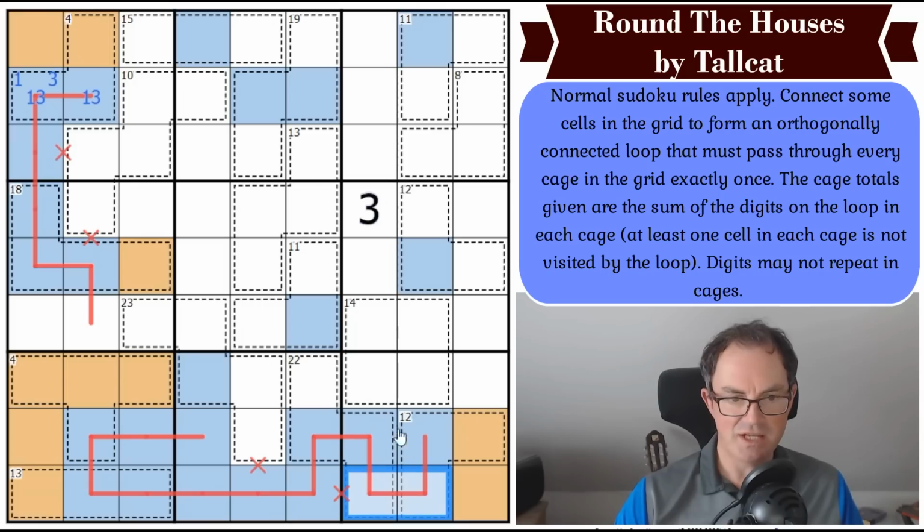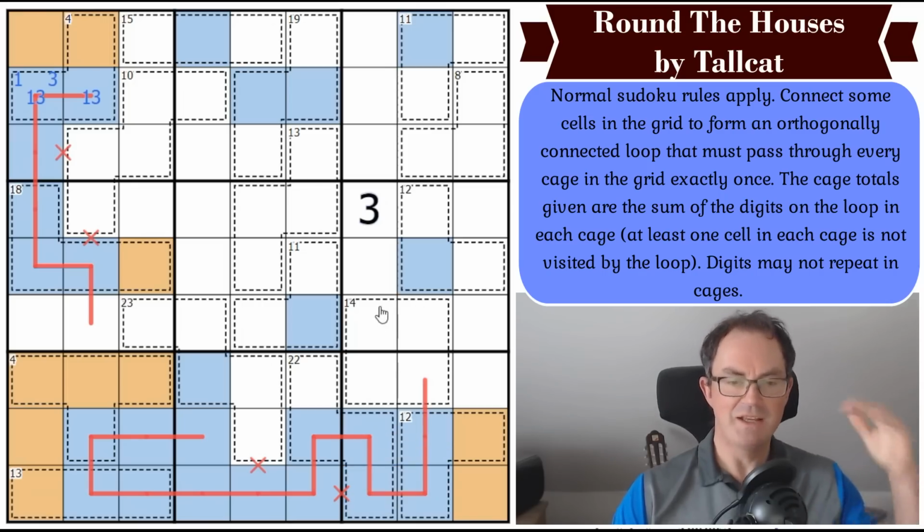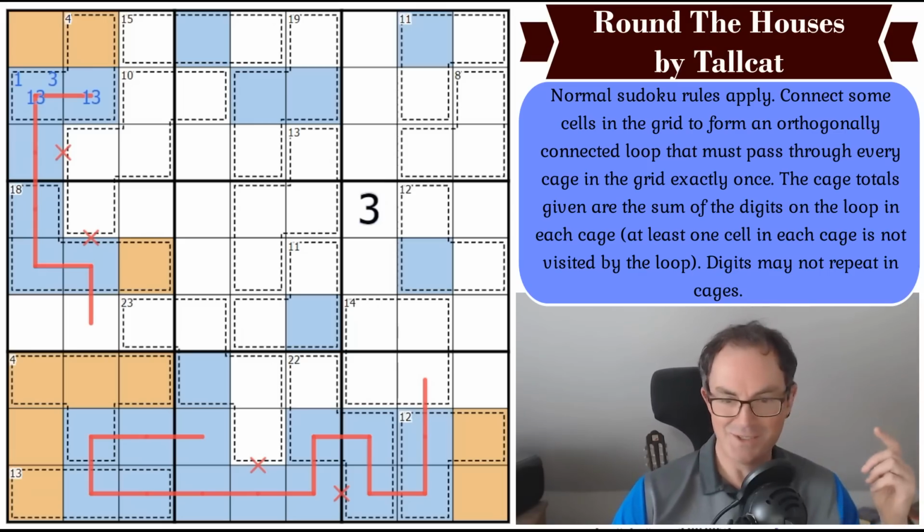It's actually, I was going to use the phrase, it's going very smoothly. I should never say anything like that, especially not in a Tallcat puzzle.